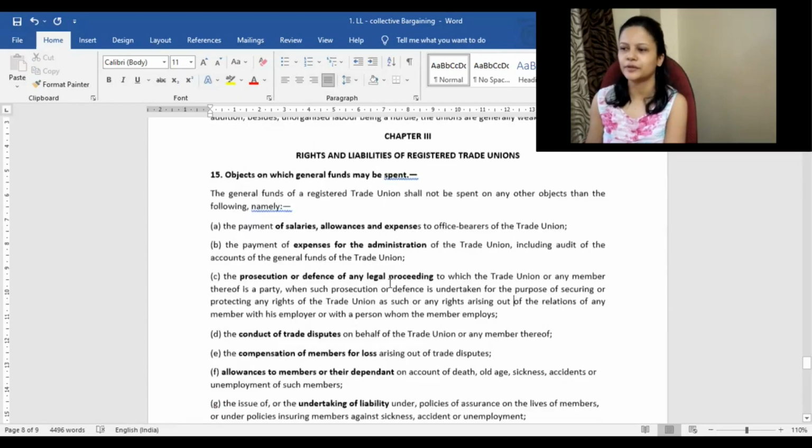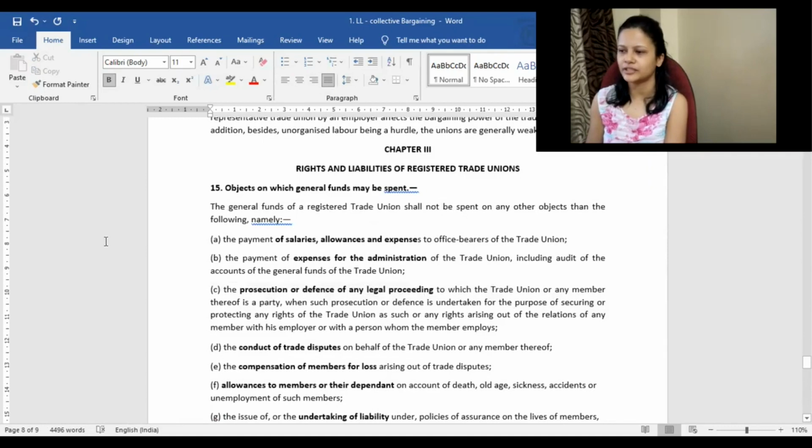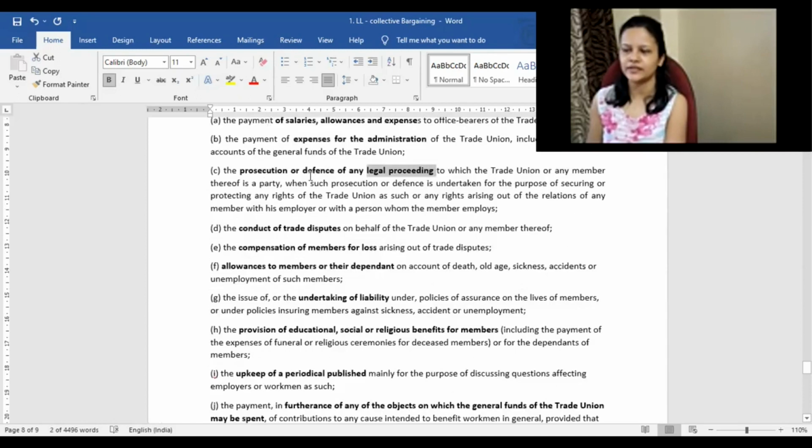So for legal purposes also, legal proceedings, it can be used. Salaries, allowances and expenses of members, administrative expenses, legal proceeding related expenses, whether a case is filed or to defend in the case.